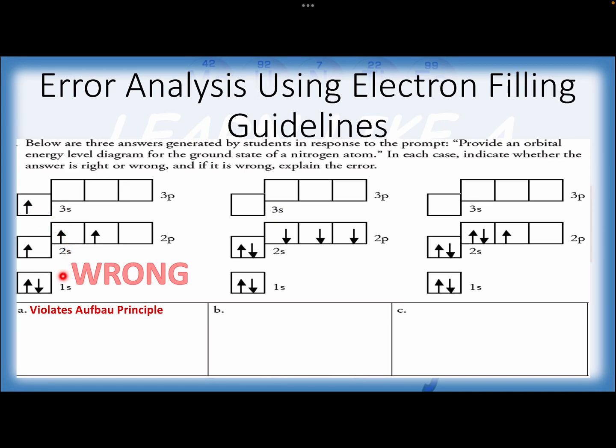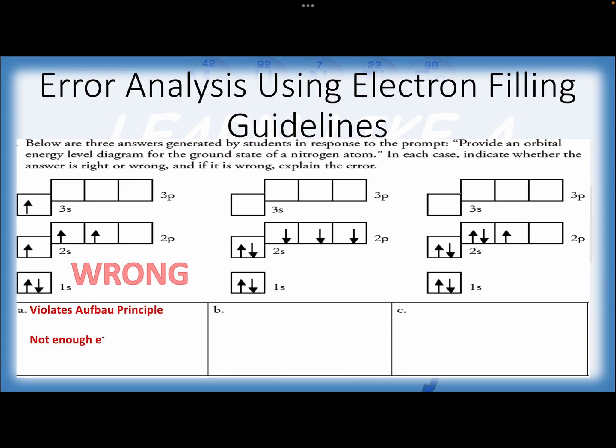The second thing's a little more subtle. If you count, you've got 1, 2, 3, 4, 5, 6 electrons shown. But the prompt was asking us to draw the orbital energy level diagram for a nitrogen atom, which has 7 electrons. So there's not even enough electrons or arrows shown in this orbital diagram.